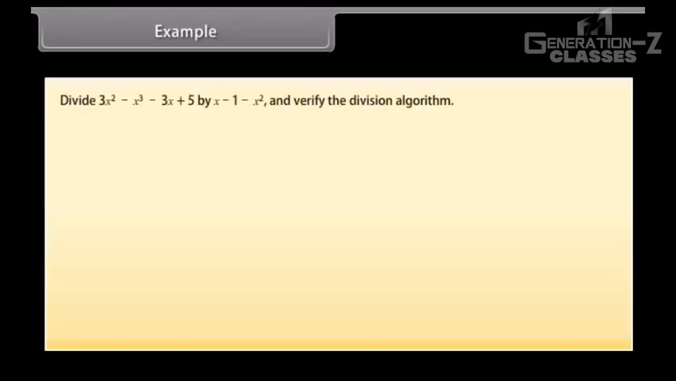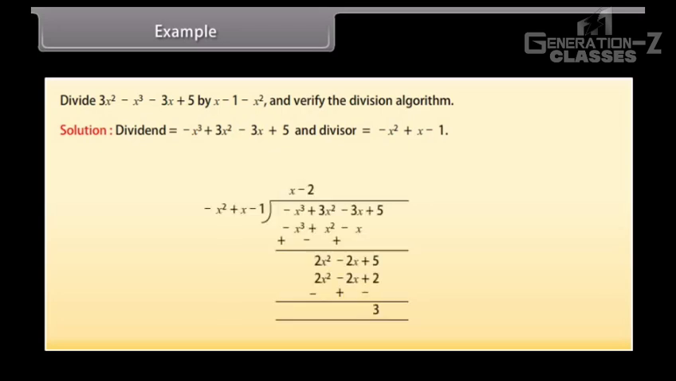Example: divide 3x squared minus x cubed minus 3x plus 5 by x minus 1 minus x squared and verify the division algorithm. Solution. Firstly, we will write both the dividend and divisor in decreasing orders of their degrees. Dividend is minus x cubed plus 3x squared minus 3x plus 5 and divisor is equal to minus x squared plus x minus 1. By dividing we get quotient is equal to x minus 2 and remainder is equal to 3.